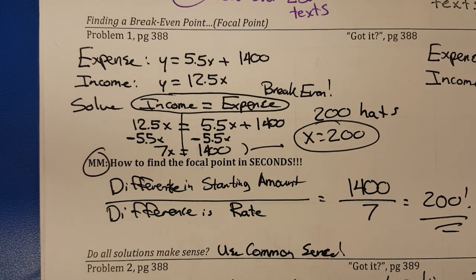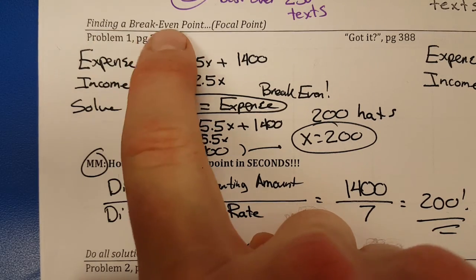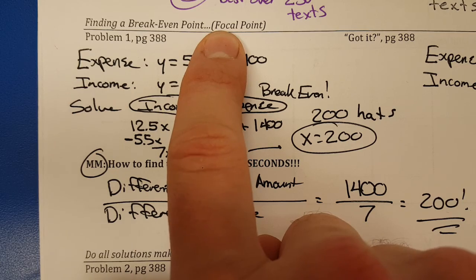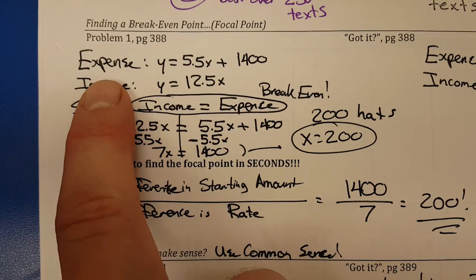All right, so that was kind of an introductory thing here. Here we have problem number 1 from page 388. Finding a break-even point, or the part I call a focal point. I don't even think that's a real word, but I made it up, and it sounds smart, so I'm going to use it. So we have an expense.